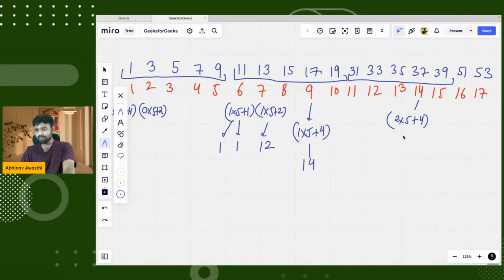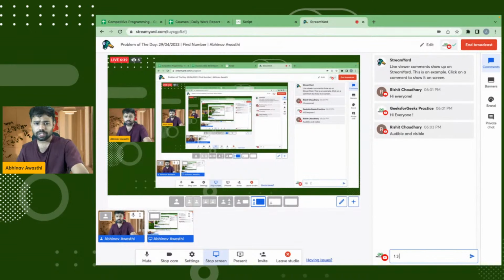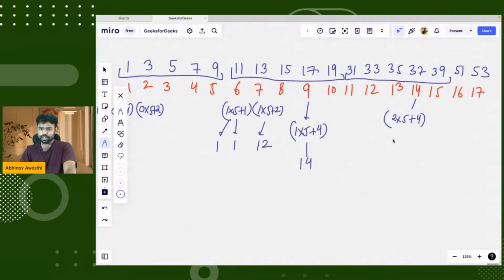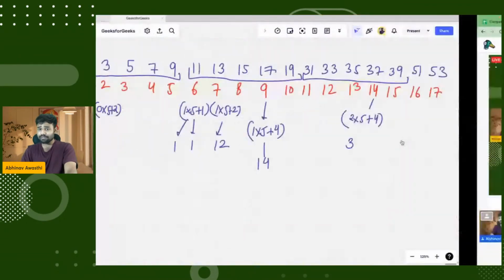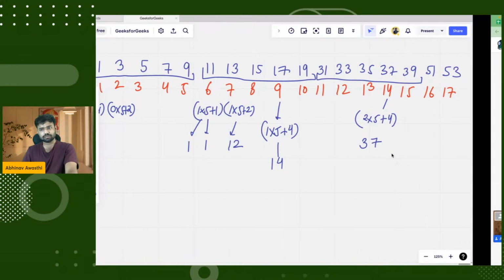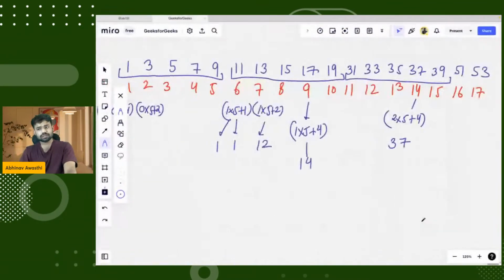So the odd numbers are like this: 1, 3, 5, 7, 9. The second odd number is 3. And the fourth odd number is 7. So the number will be 37. Simple. The number will be simply 37. Got it? So guys, this is how this will be done.